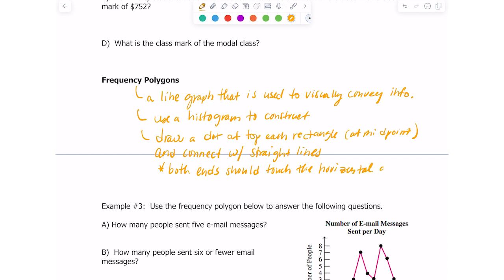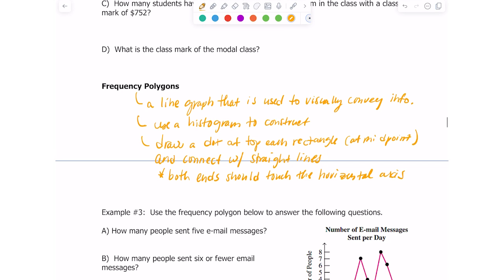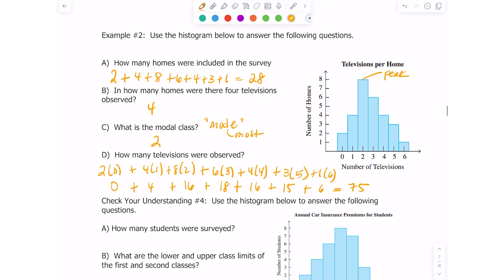So, if I was to go back here, okay, what I'm going to do is I'm going to find the midpoint of each bar. So that's literally the middle of each of these. So I'm going to put a dot. Okay, these are your midpoints because they're in the middle of each bar. So I'm basically putting them above each of those numbers.